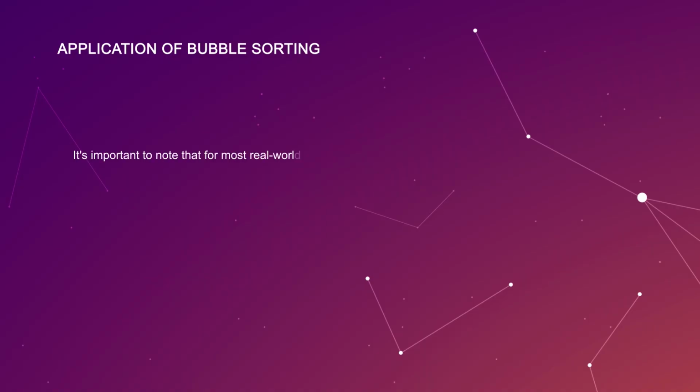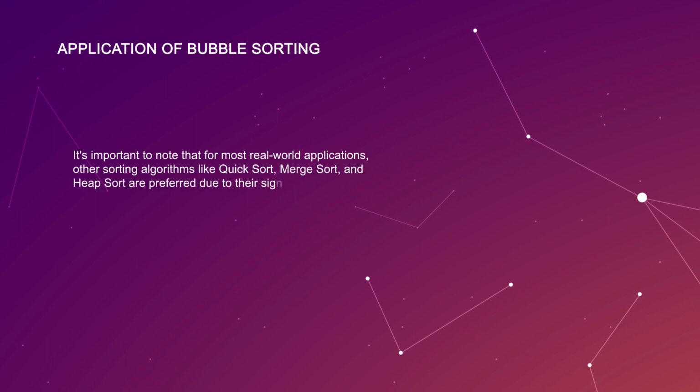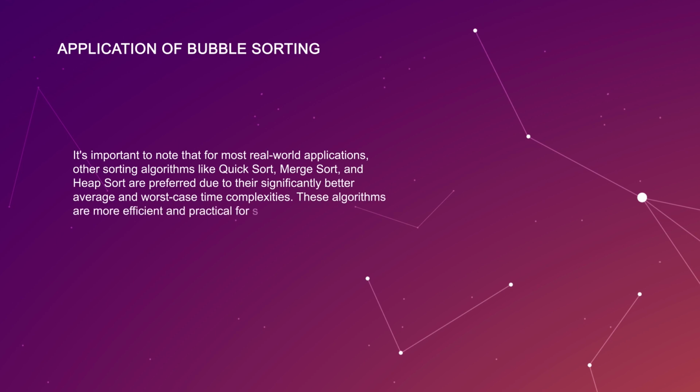In a non-serious context, bubble sort has been used humorously to confuse or challenge programmers due to its inefficiency. Puzzles might involve asking someone to sort a small list using bubble sort without revealing its inefficiency. It is important to note that for most real world applications, other sorting algorithms like quick sort, merge sort and heap sort are preferred due to their significantly better average and worst case time complexity.